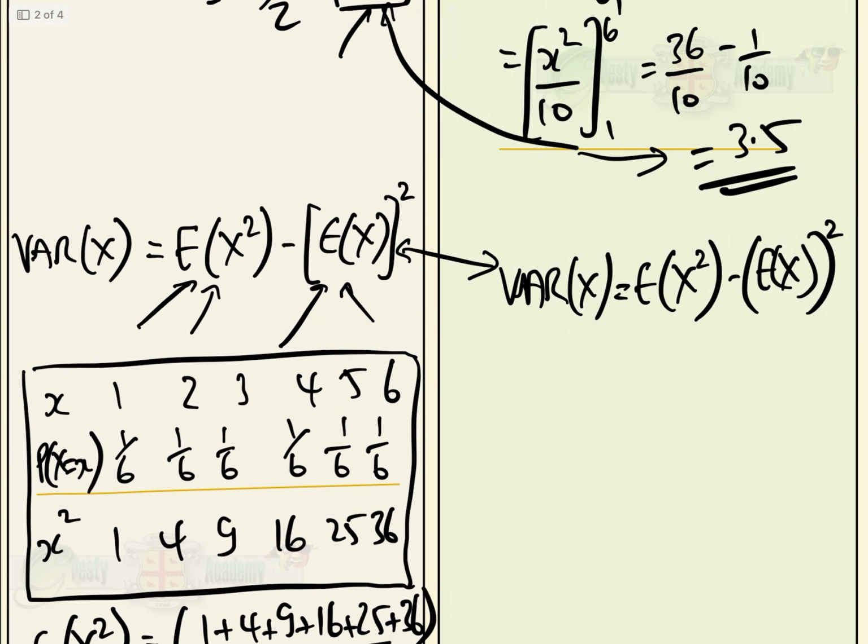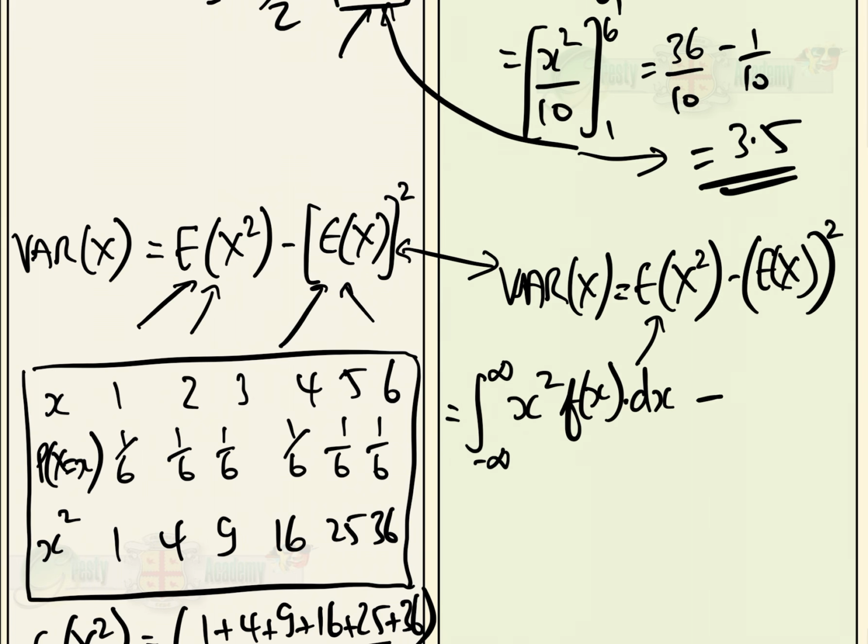Now let's have a look at how we do the variance of our e-dice, our computer dice, okay? So basically the formula is the same. E of x squared will be the integral between minus infinity and infinity, or in our case, between 1 and 6, of x squared times f of x dx, take away the expected value of x, squared, which we've already worked out, is 7 over 2 squared. We just worked that out at the top.